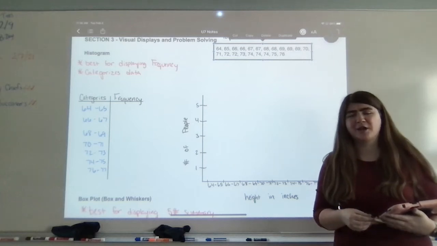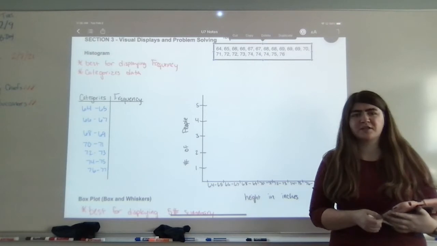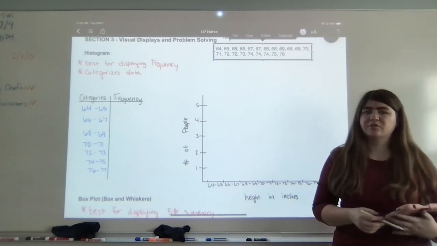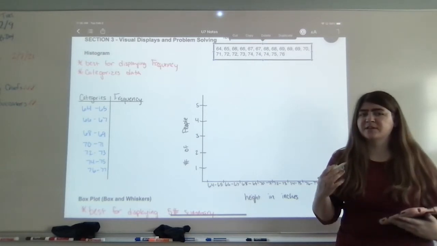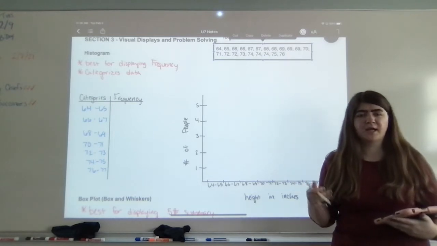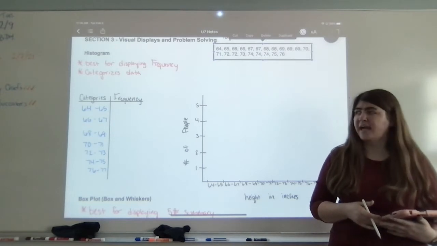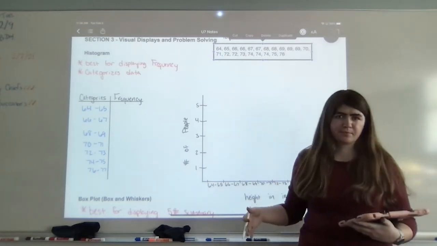Hello everyone, today we are continuing our Data and Statistics unit with section 3 covering visual displays and problem solving. So we are going to go ahead and start with some examples looking at histograms, then box and whisker plots, then we're going to look at a stem and leaf plot, and then we're going to look at a dot plot before we do some problem solving.